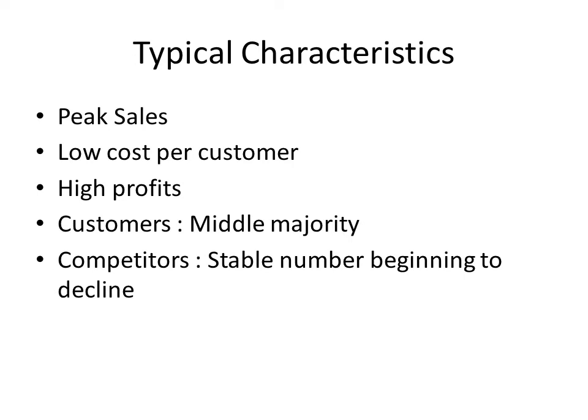What would be the typical characteristics? You find that it touches the peak of sales and the peak of profits. You get your highest profits during this phase. Your costs are low, and the customer is mainly the middle majority. You may not be adding too many new customers, right? So that's why you're looking at a stable market, or that's why you have already reached the possible or potential customers.